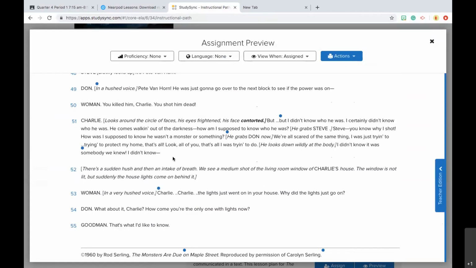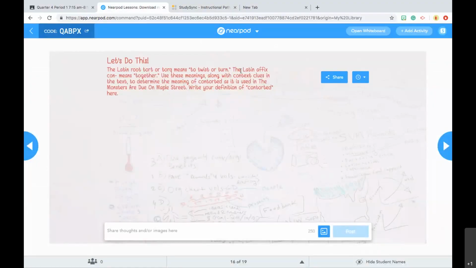So we're going to stop there because I don't want to go too far. Our word contorted is: looks around the circle of faces, his eyes frightened, his face contorted. So let's go back and try to put this together. His face is contorted, and tort means to twist or turn, and con means together. So what could we say his face is doing?